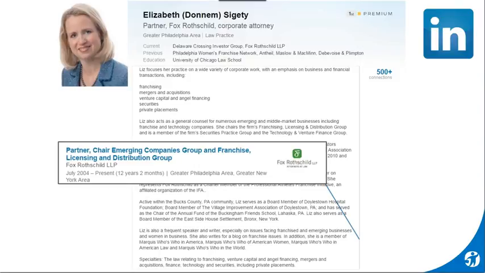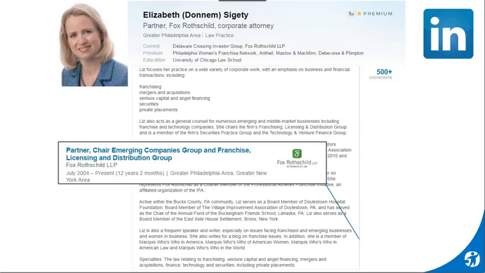You'll see keywords throughout her bio. I selected a certain portion of it: franchising, mergers and acquisitions, venture capital and angel financing, securities, private placement. So if someone is using LinkedIn as a database for search, because it is a mini search engine, and they're searching these terms, she's more likely to come up. Then, of course, if they're searching in the greater Philadelphia area or greater New York area, she's even more likely to come up. So something to think about.